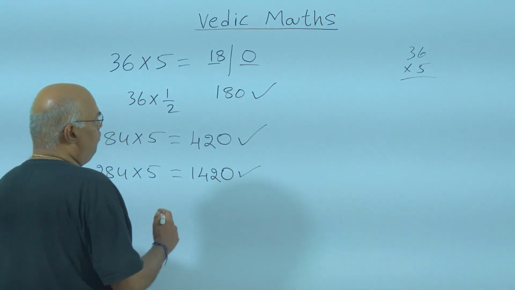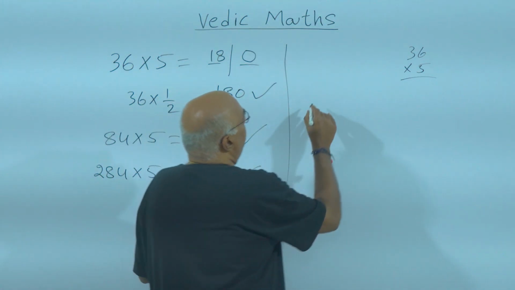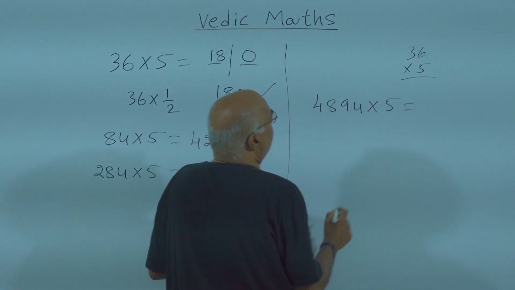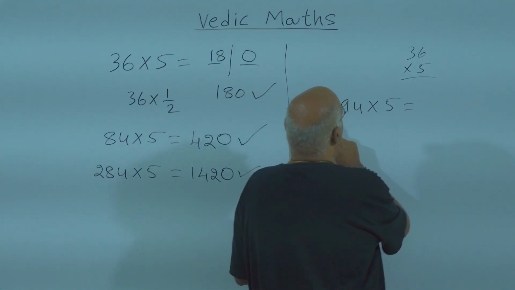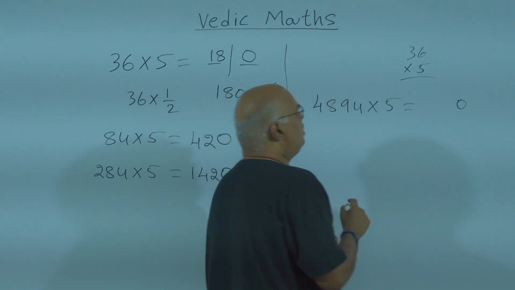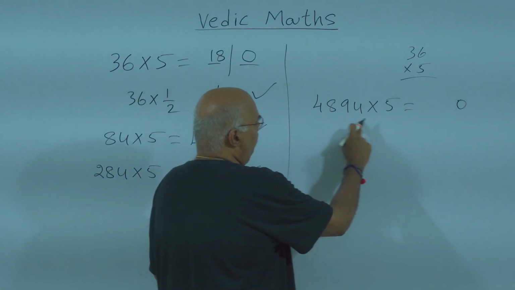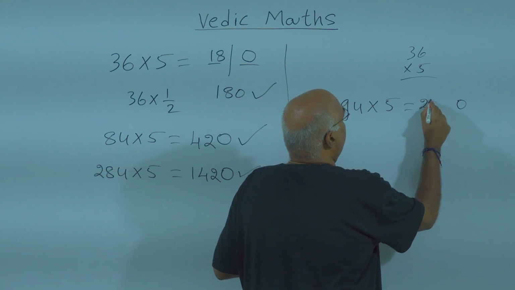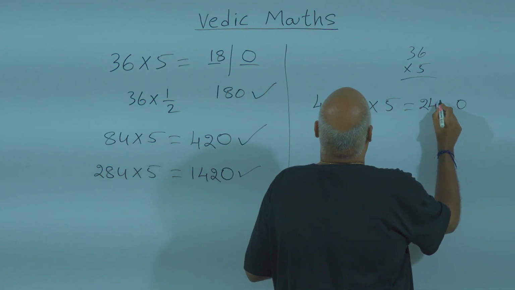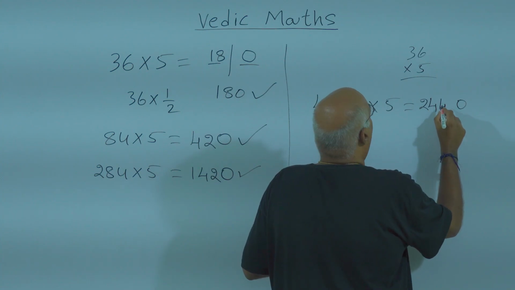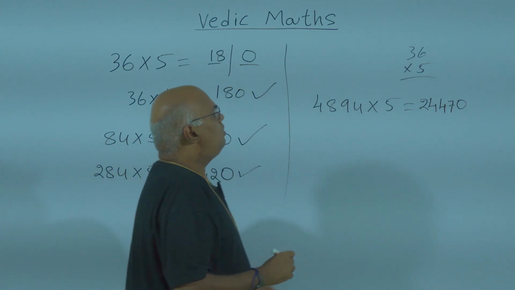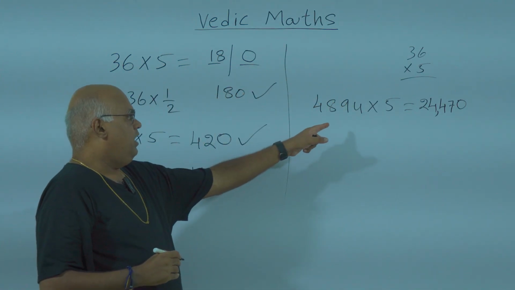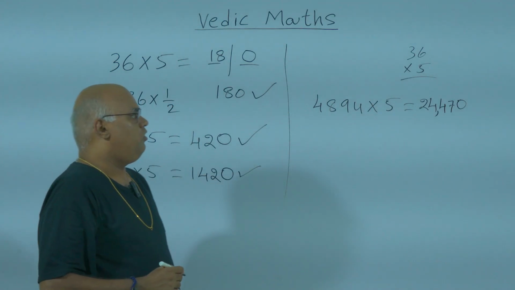Now let us take a 4-digit number, for example, 4894 into 5. 4894 is an even number. Put 0 in the units place of the answer. Find half of 4894. Half of 4 is 2, half of 8 is 4, then 4 and 7. So 24,470 is the required answer. So 4,894 into 5 is equal to 24,470.